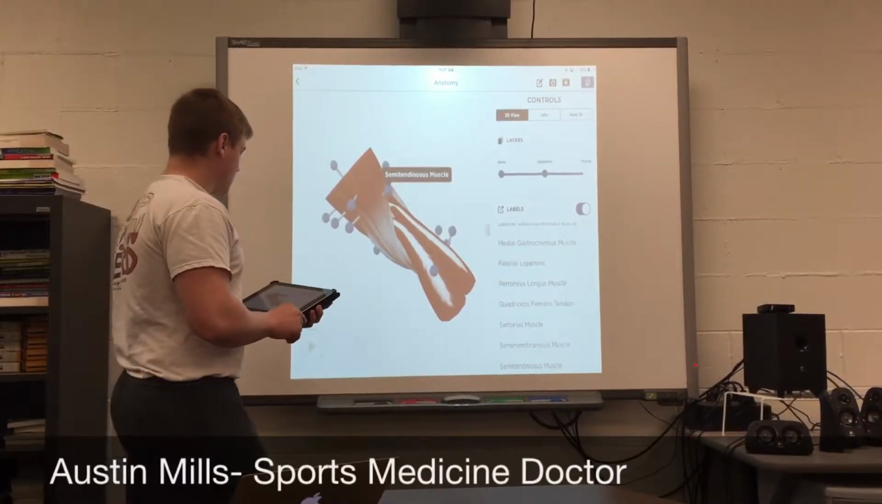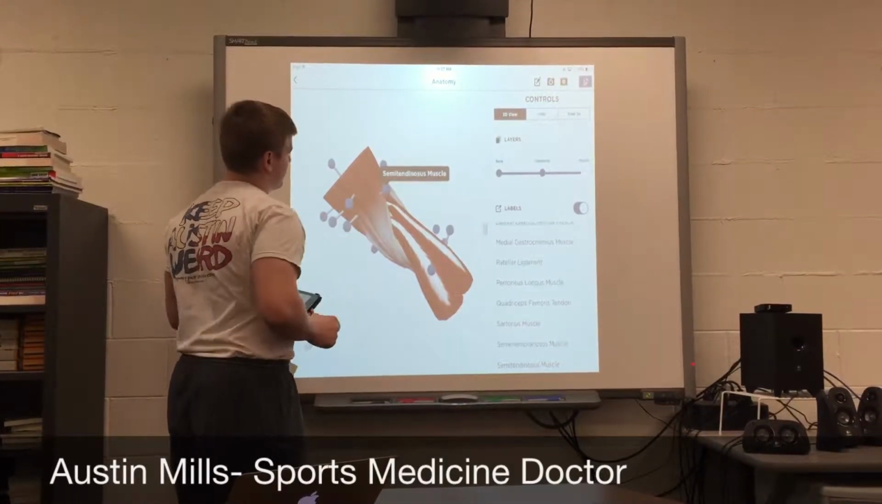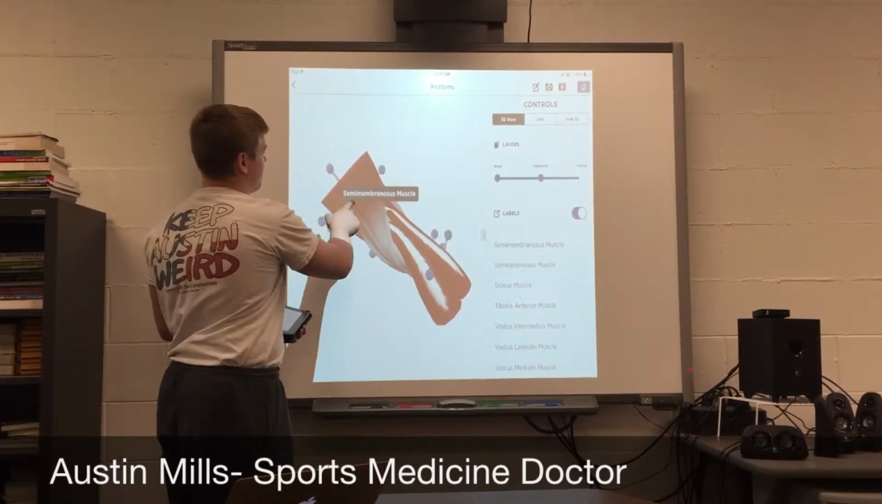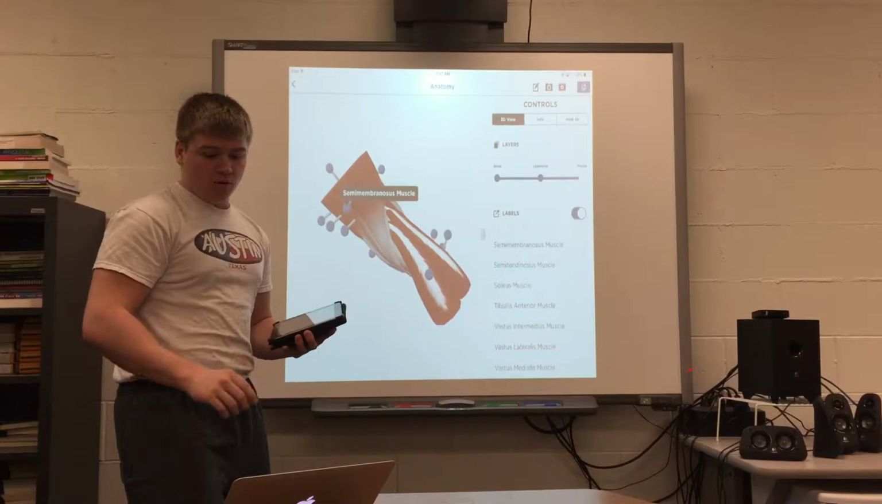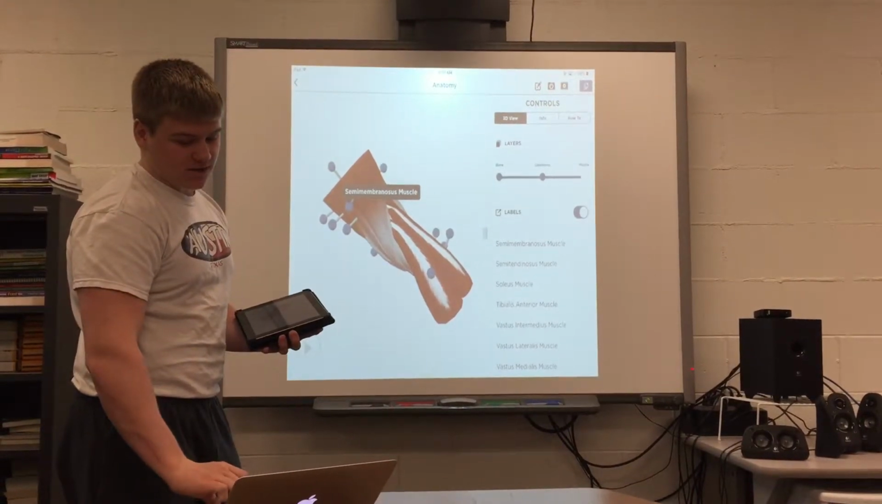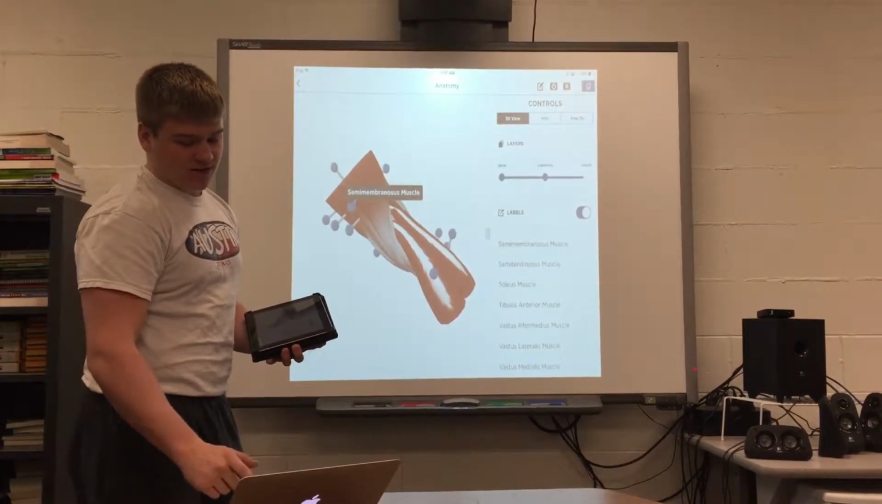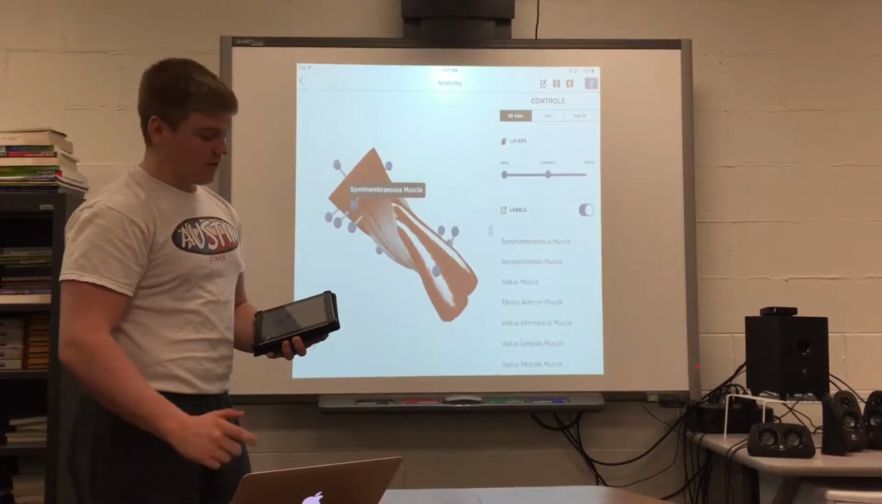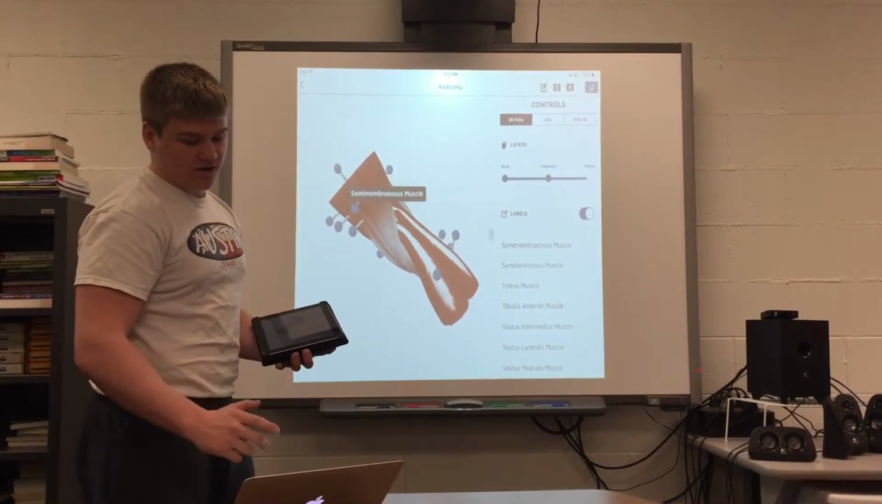So you see, students, this muscle right here is the semitendinosus muscle, and this muscle right here is the semimembranosus muscle. Both of their origins are the ischial tuberosity, and their actions are they flex the knee, rotate the leg medially, and extend the thigh. The only difference between the two muscles is their insertion.